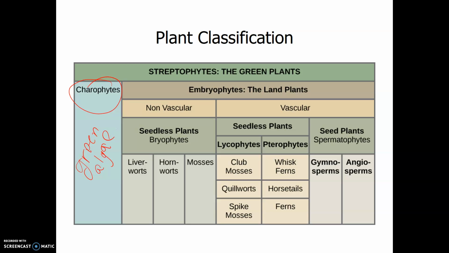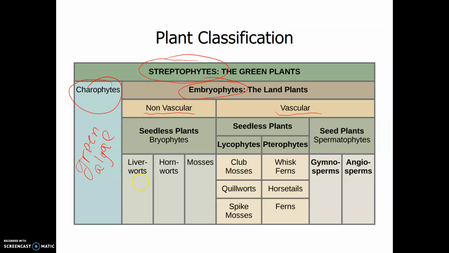The streptophytes is a name for the group that contains the charophytes and the embryophytes. And the embryophytes is the word for the land plants. So land plants are embryophytes, and they are divided into non-vascular plants and vascular plants. Non-vascular plants are always seedless. They produce spores, but they don't produce seeds.